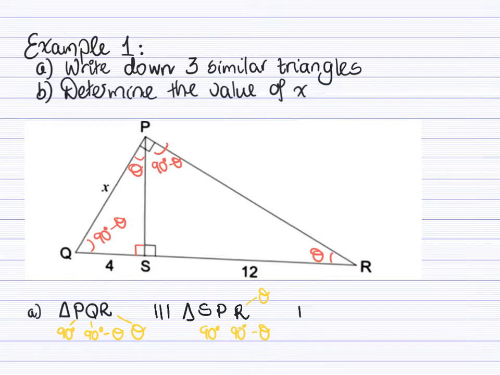This would then be similar to triangle SQP. You can see here again that the angle at S in the smallest triangle is 90 degrees, then Q is your 90 degrees minus theta, and your P is angle theta.